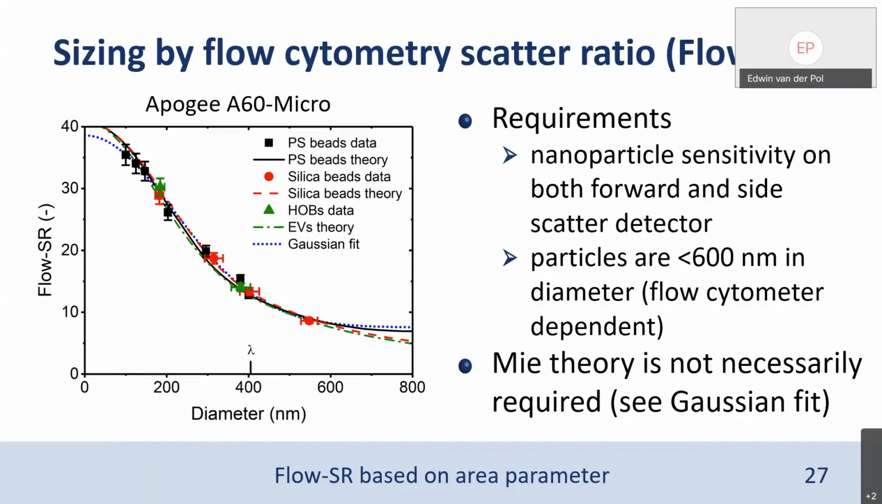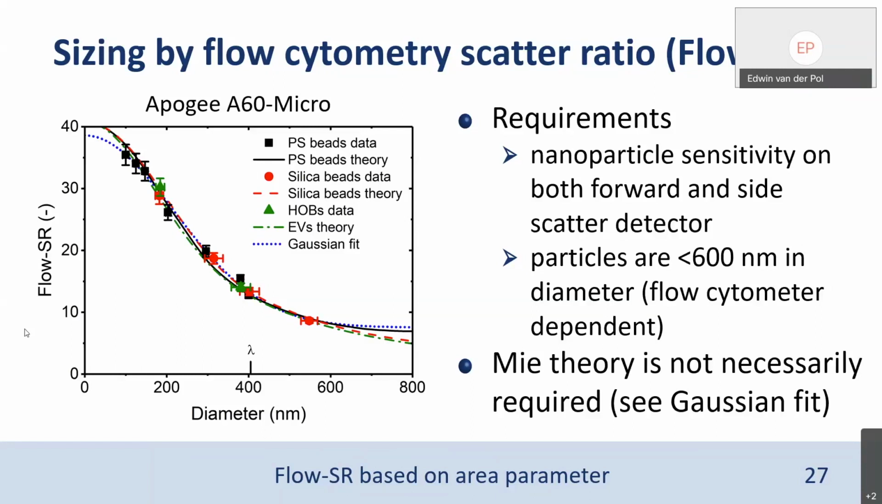So if you're interested in figuring out whether your flow cytometer is applicable to doing FlowSR, I would start with doing the experiments which you can see on this slide. Start with well-defined polystyrene beads, measure their diameter, measure their FlowSR. So you measure their forward scattering and side scattering intensities. Here I used the area parameter, I took the median, and I simply took the division. More I didn't do, and I got this result already.